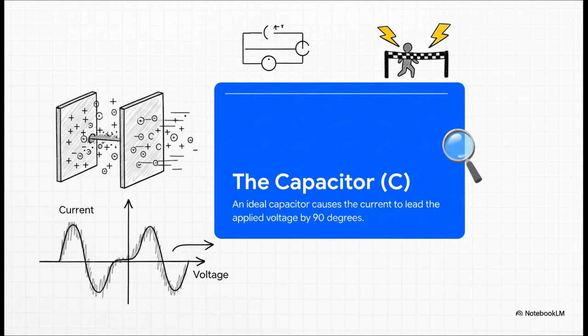And finally, we have the capacitor, the eager one. And it is the complete opposite of the inductor. In this case, the current actually gets a head start. It leads the voltage by 90 degrees. And it actually makes perfect sense when you think about it. For a capacitor to build up voltage, it has to store charge first, right? And the flow of that charge is the current. So the current has to happen first.